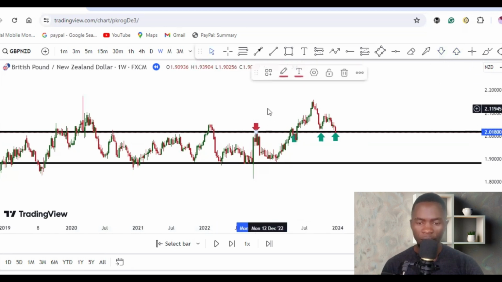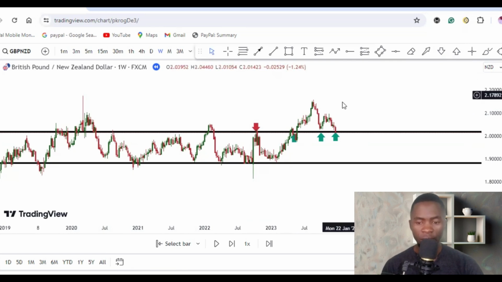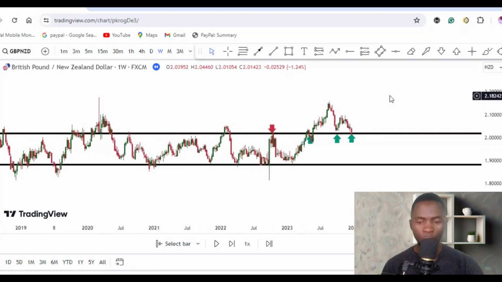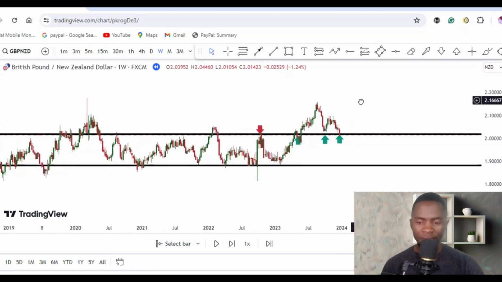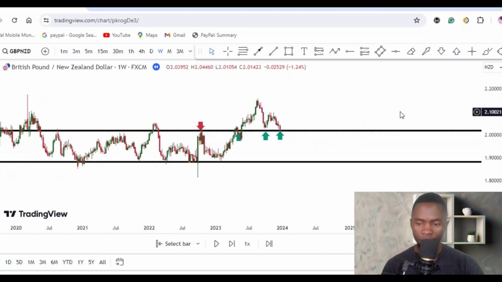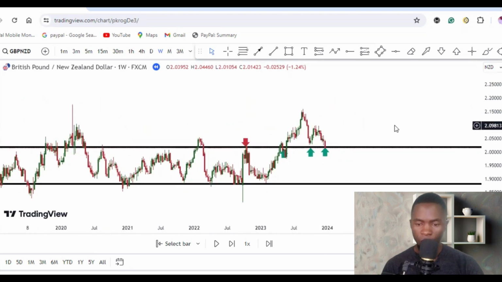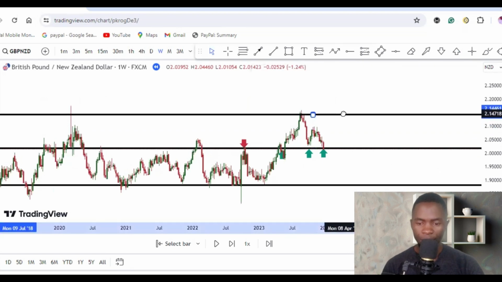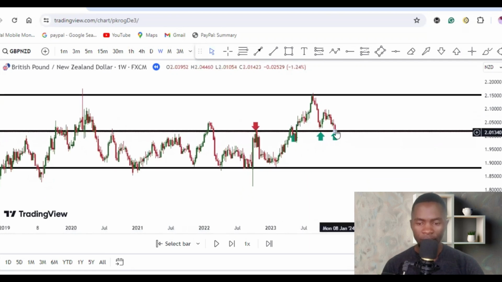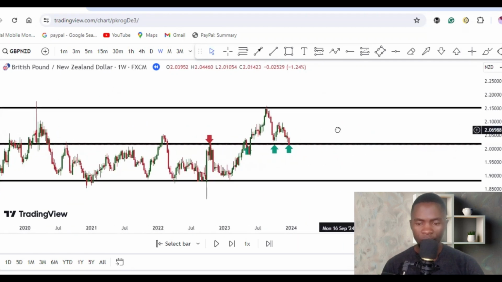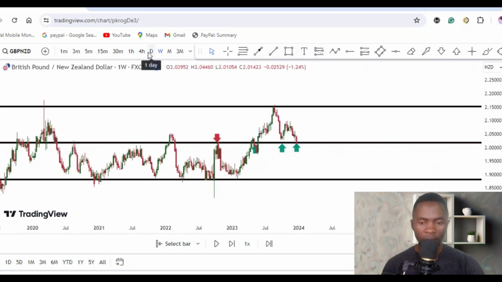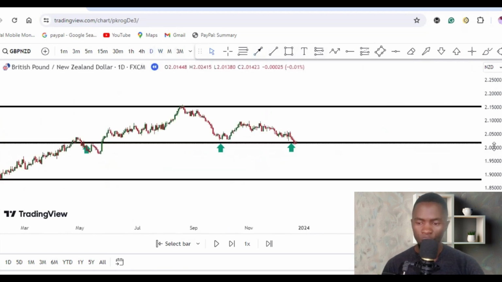And in my previous video, guys, I talked much about break and retest. My slogan where I usually say: any market broken, any line broken must be retested. So I now anticipate to see the retest here. So I'm anticipating to see a buy from here to the top. I'm done with weekly. Now let's go to daily.